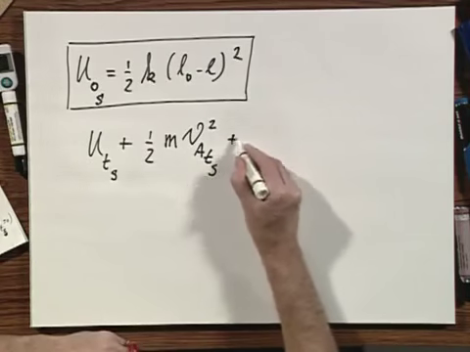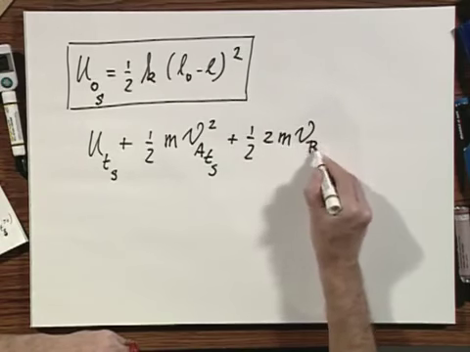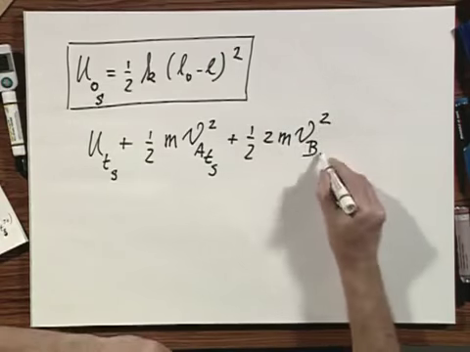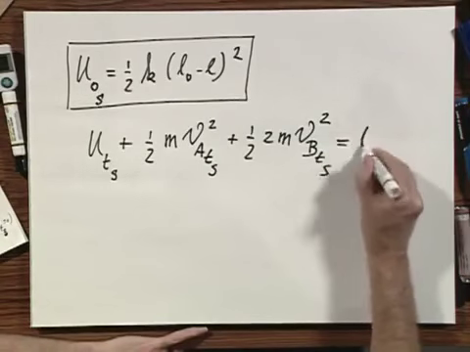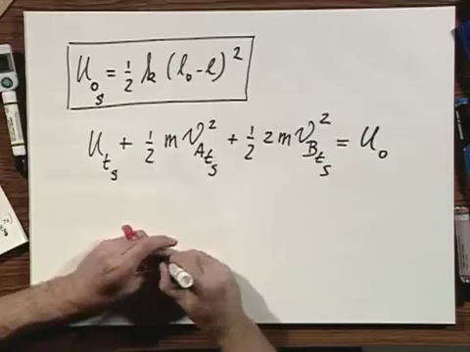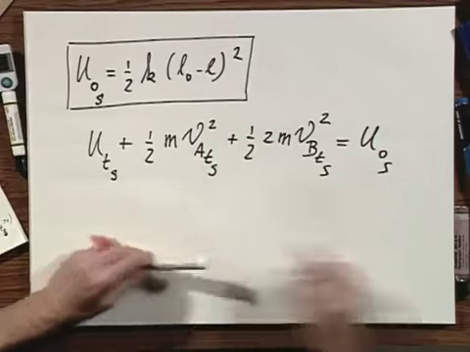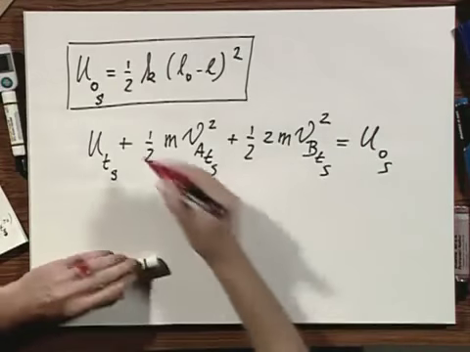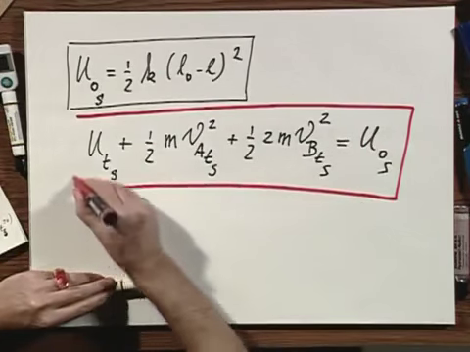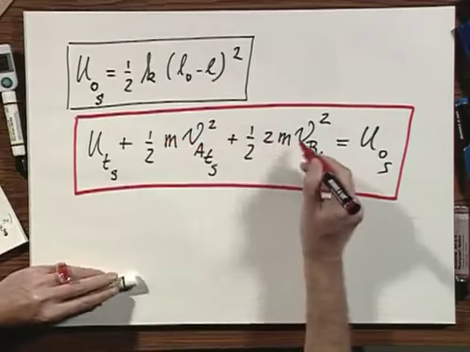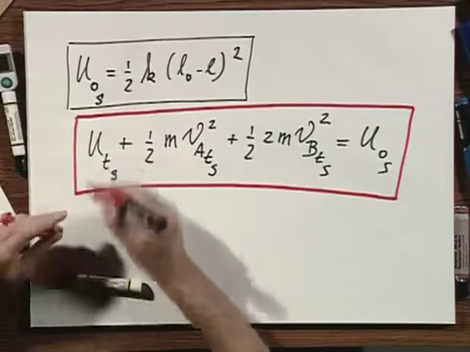S reminds you of the spring, plus 1/2 2m times the speed squared of B at any moment in time times S. This must be equal always to U0 S. This is the conservation of energy. We're only talking about the spring, with kinetic energy in A, kinetic energy in B, and the potential energy in the spring, which is left over.